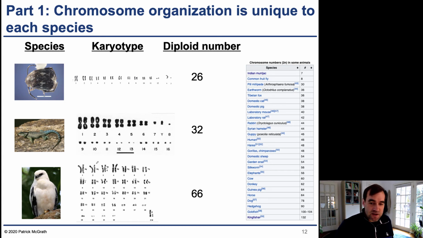If you did a karyotype, you'd be able to recognize that, because you would see that each chromosome has another homologous chromosome, so it's diploid, and the number of chromosomes would be different. And this is a table that shows even more. The kingfisher is one of the animals that has the most chromosomes. It has a diploid number of 132. And the fruit fly, Drosophila, a very common research organism, is one of the organisms that has the fewest chromosomes. Its diploid number is 8.